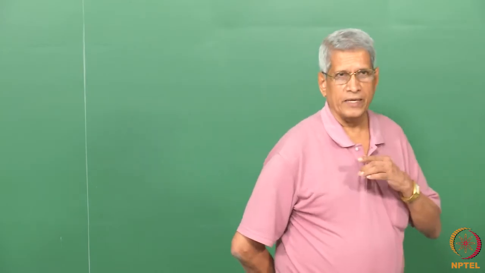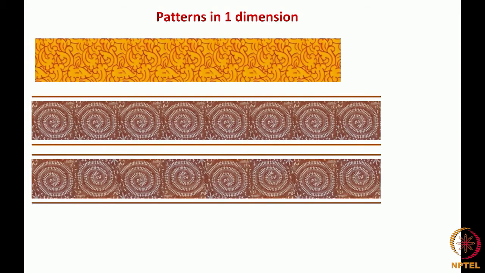When we look at this pattern, can you make out whether any periodicity is there in the first pattern? What do you see? Yes, there is some periodicity. Some pattern is getting generated, and that pattern repeats itself, correct. In the second one and the third one, the second one it is very easy to make out what the pattern is, but in the first one it is a little bit difficult.